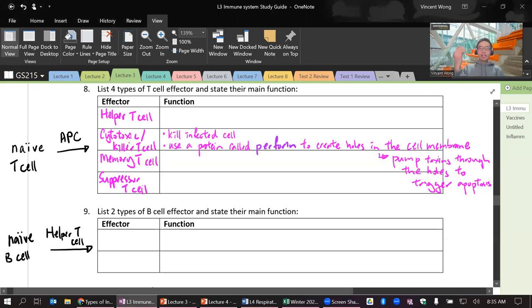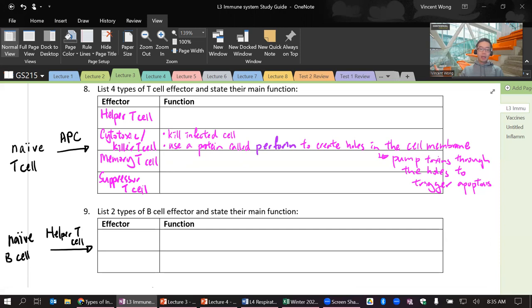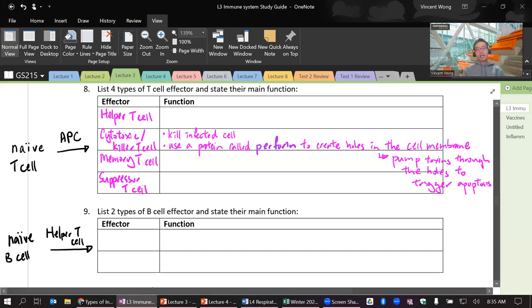Memory cells stay in the body for a very long time, which is the reason why we have protection against all the infections that we overcame, right? And usually the second time you get infected by the same thing, the immune response is much faster and much stronger. And that is due to the presence of memory T cells. Okay, suppressor T cells just stop the whole thing when the infection is clear.